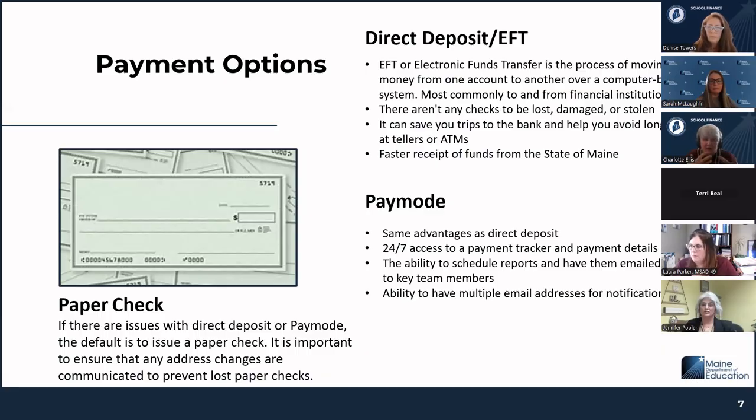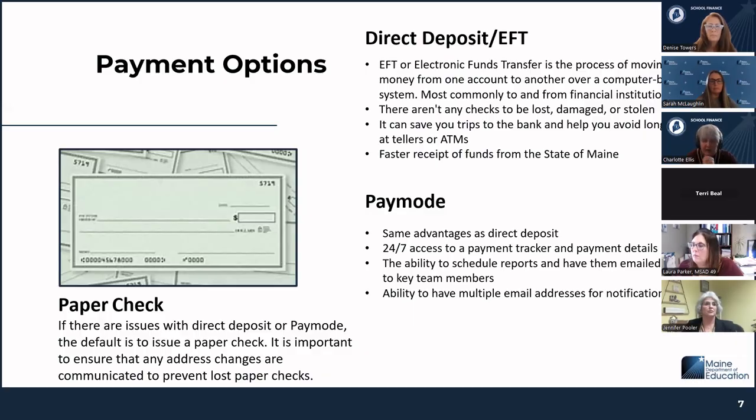It also allows you 24/7 access to their portal so that you can look at the details of the payments and you can schedule reports. A lot of bigger municipalities like this because they can get multiple emails. So the town treasurer can get the email and the school person can get the email as well. And they can have reports and they can do more robust reporting with pay mode than you can do with just direct deposit. Paper check is always an option, and if there are issues with either pay mode or your direct deposit, you will get a paper check. So that's always the default.